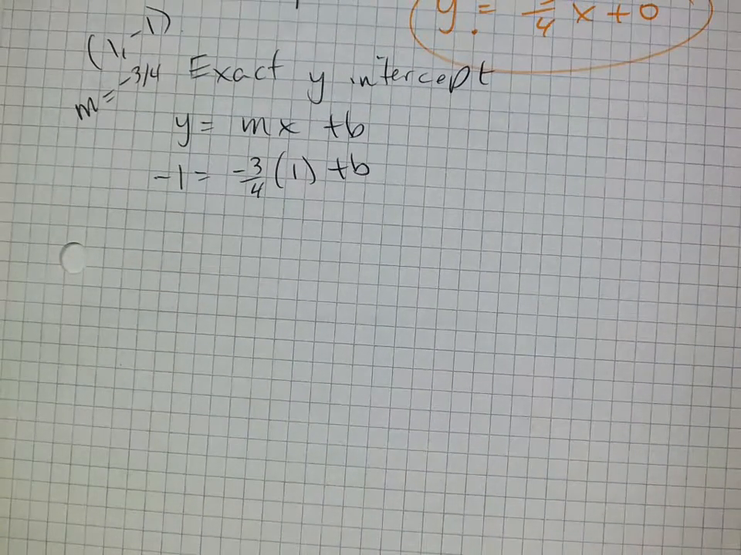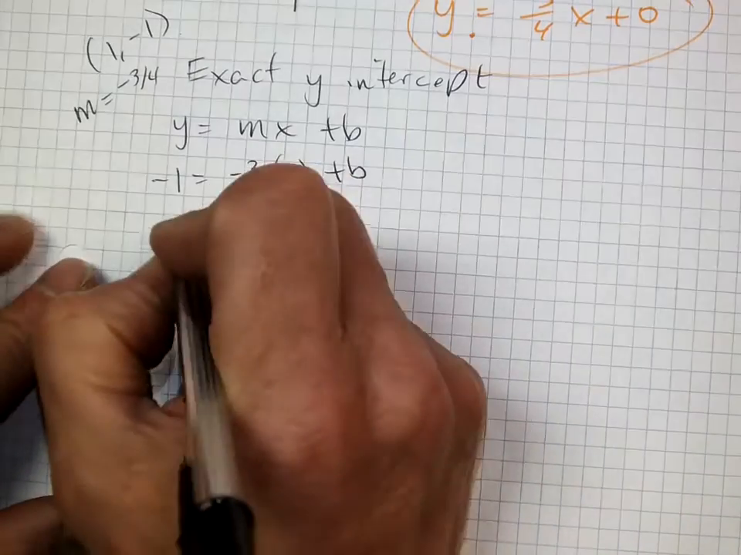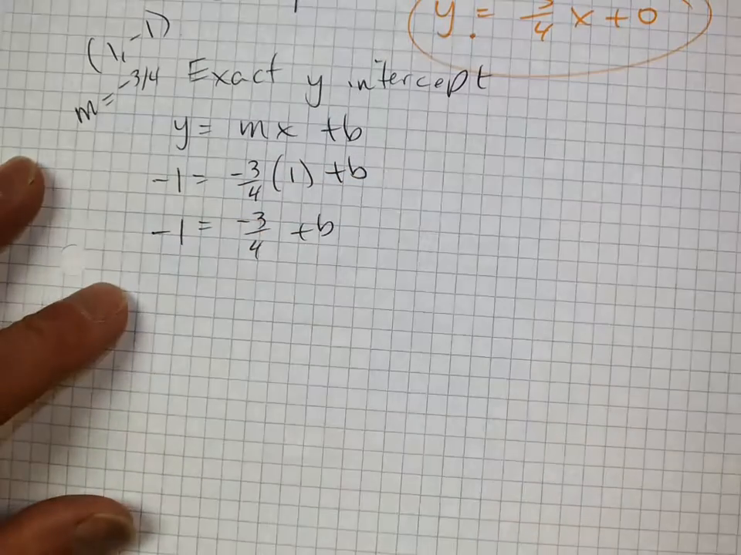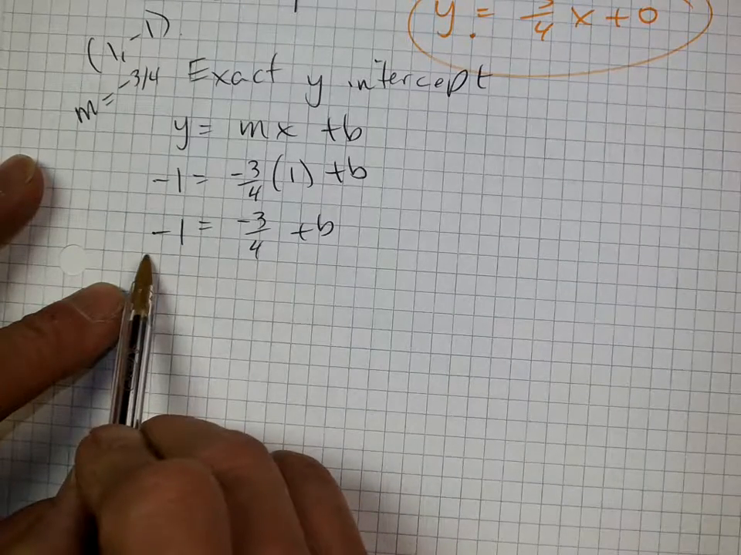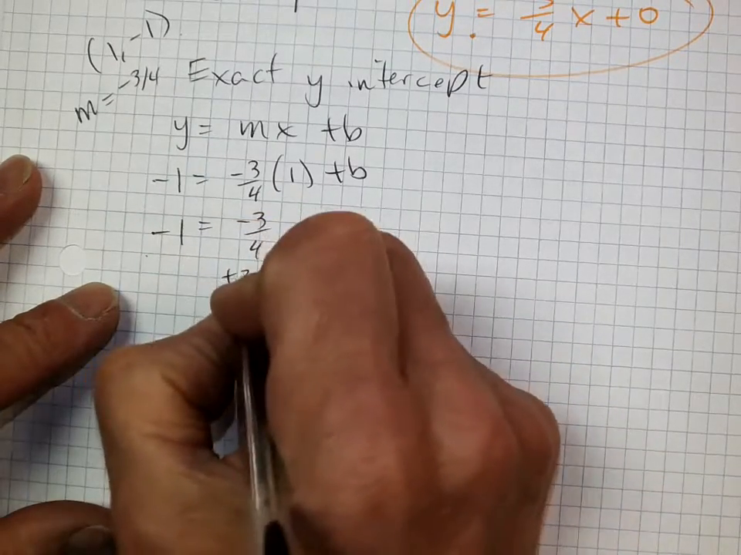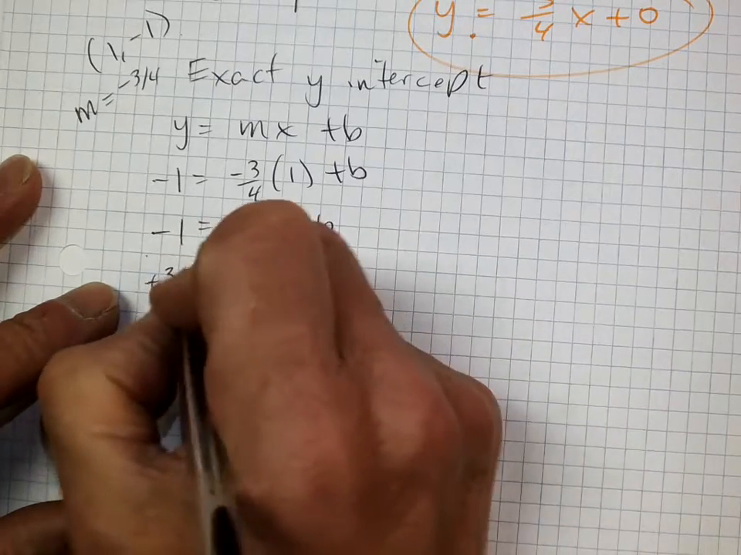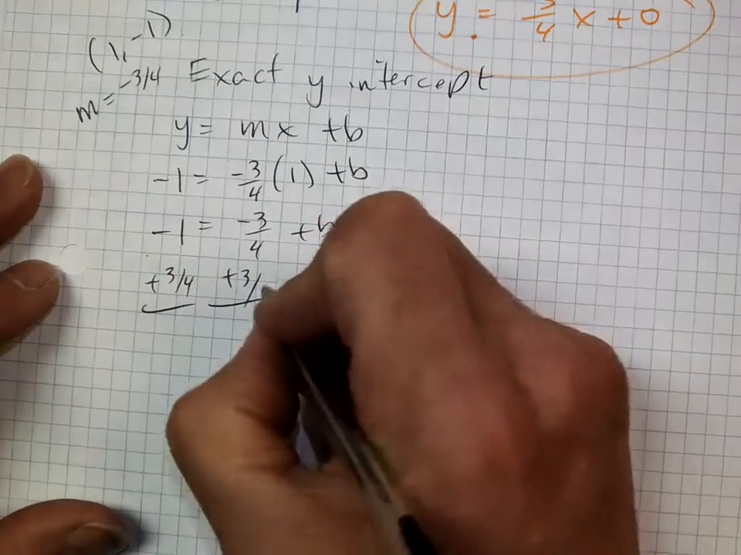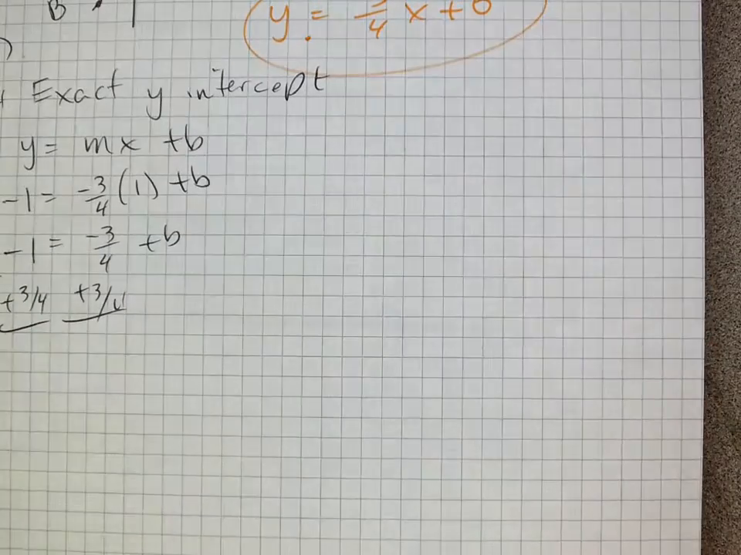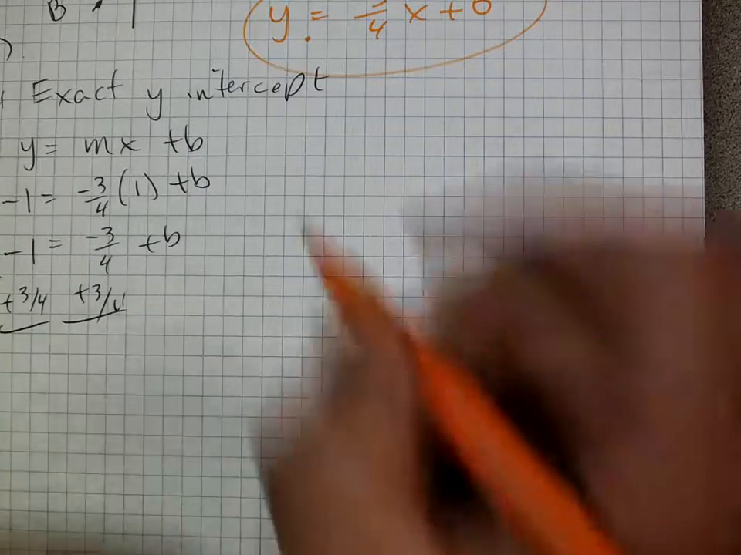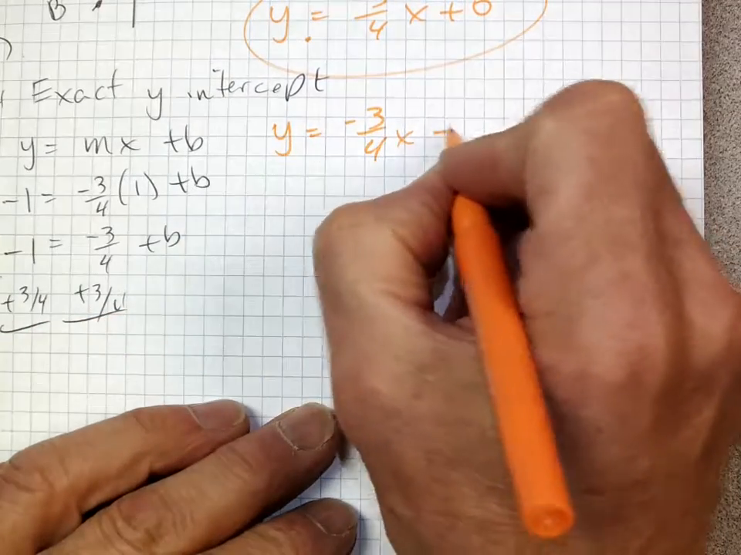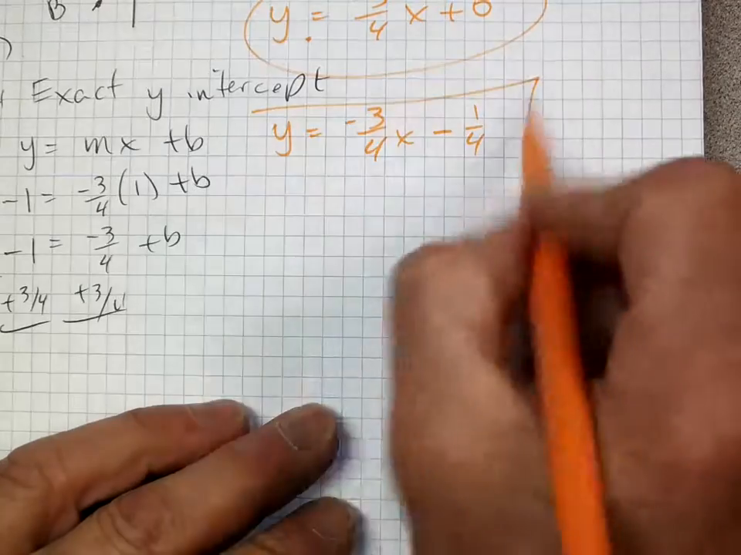So I'm just going to solve it, and I'll have negative 1 equals negative 3/4 plus b. I'll go plus 3/4. If I add 3/4 to negative 1, negative 1 plus 3/4 is what? Negative 1/4. So the real answer, and I'll take this tomorrow because this is not an algebra class, should be y equals negative 3/4 x minus 1/4. Okay, that is a better answer.